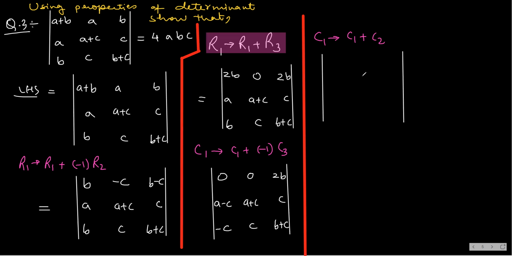So is C2 changing? No. 0, A plus C and C. Is C3 changing? No. 2B, C and B plus C. How is C1 changing? C1 plus C2, just add. 0 added to 0, 0. A plus C added to A minus C, 2A. C cancels and this is 0.